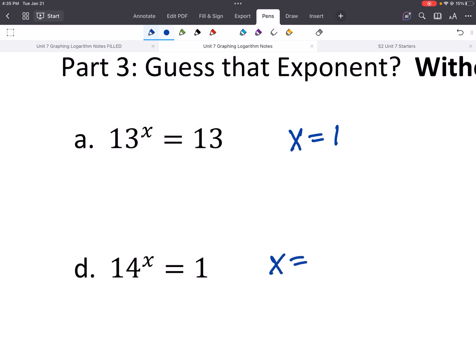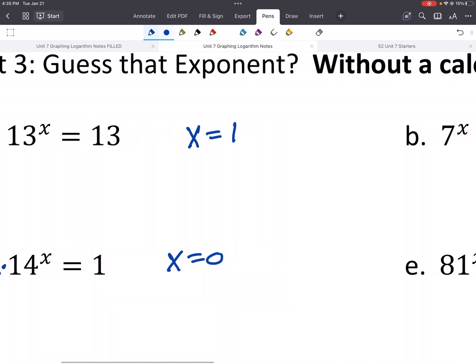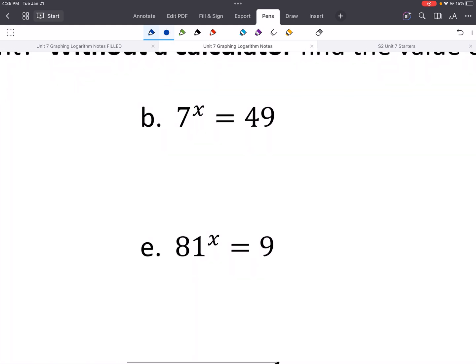X would have to be 0, right? Because anything to the power of 0 is just the coefficient, right? So we just get 1. Okay. How about E? Let's skip to E.